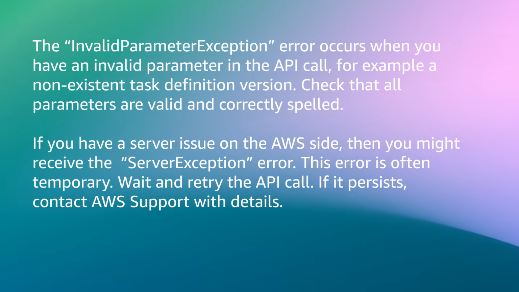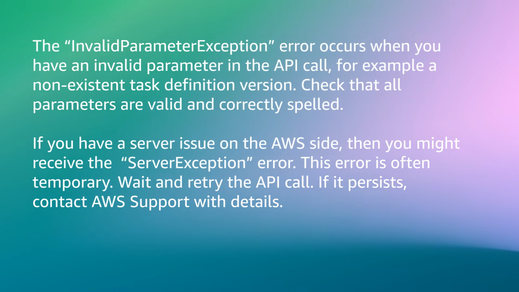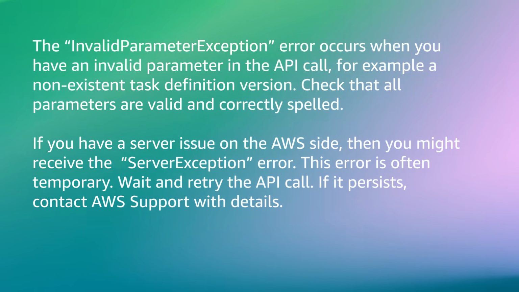The invalid parameter exception error occurs when you have an invalid parameter in the API call, for example, a non-existent task definition version. Check that all parameters are valid and correctly spelled.